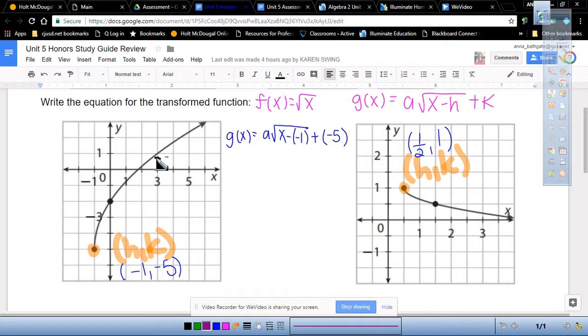I look, and there's a couple different points. I could use this one. I could use this one. I could even use up here. You can use any of these, but I'll go ahead with this one because it's going to get us the smallest values since it's closest to the h and k. So that's at 0, comma, -2. I'm going to plug that in for x, comma, g of x. So I replace g of x with -2. I don't know what my a is, and I get the square root of 0, and minus -1 is +1, minus 5. Our goal here is to solve for a.